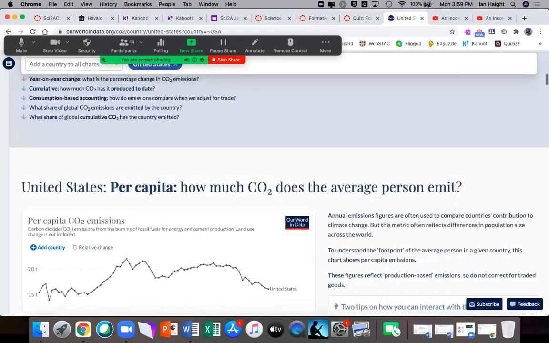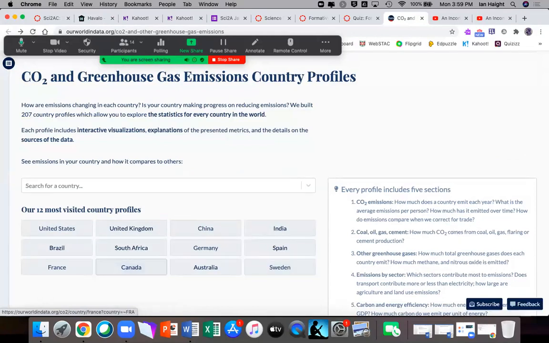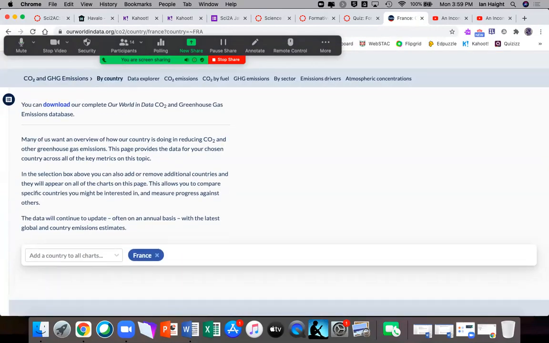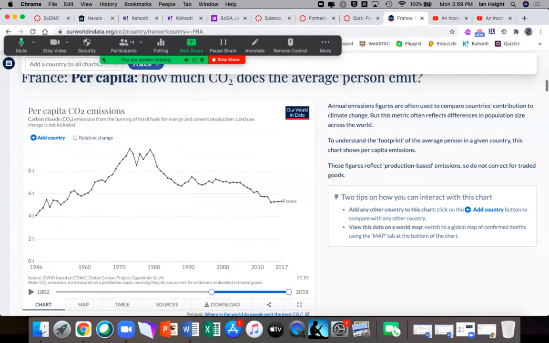So let's compare that now. If we go back to a country like Sweden, take a look at Sweden. Actually, let's look at France. Let's take a look at France over here. Now, granted, they're a much smaller country, so it's going to be a hard comparison. But here you can see the per capita emissions, again, much lower than where the US is.